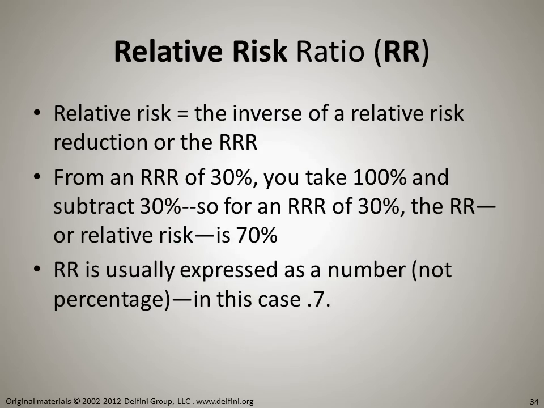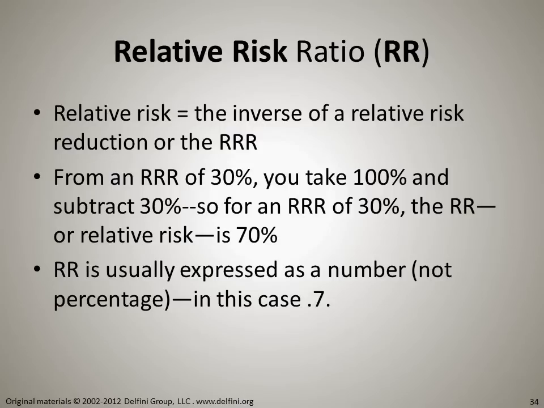Relative risk ratio, which is usually simply shortened to the term relative risk, is the inverse of relative risk reduction. So, for example, to compute a relative risk from a relative risk reduction of 30%, you take 100% and subtract the 30%, making the relative risk, in this case, 70%. Relative risk reduction is usually expressed as a percentage.